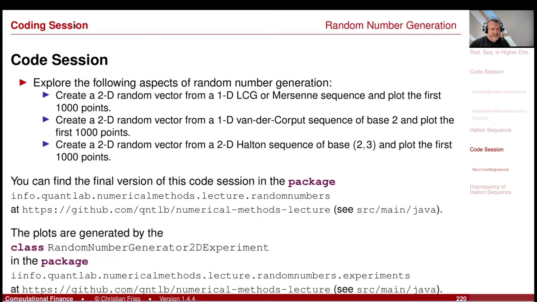This is the coding session we just did. The random number generator 2D experiment that creates these 3 plots. Okay, so the 2D one with the Mersenne Twister, the 2D one with the van der Corput, which gives the wrong result, and the 2D one with the Halton.